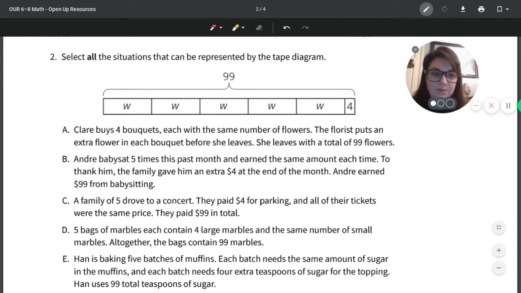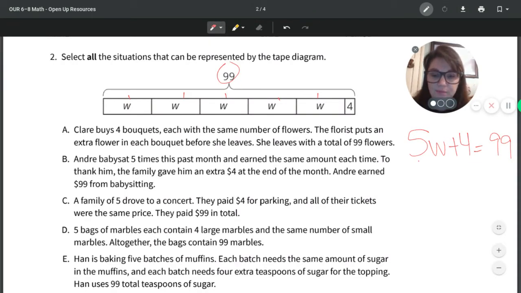Well, when we have a tape diagram, the first thing that we need to do is make sure that we can turn it into an equation, something that we can solve. So since it looks like we have 1, 2, 3, 4, 5 W, we can rewrite this as 5W plus 4 is equal to 99.